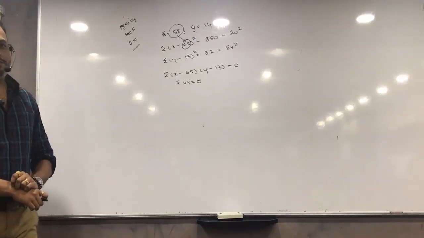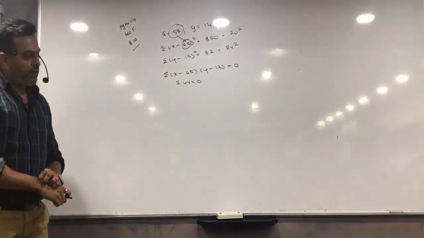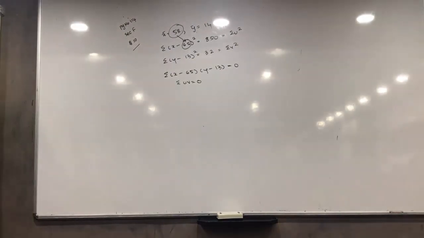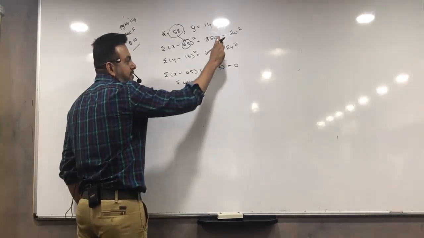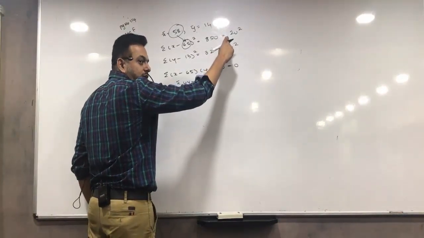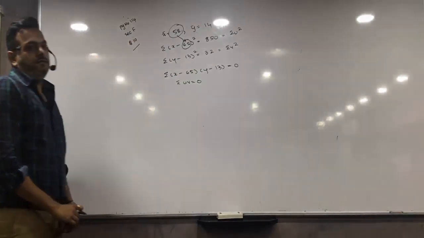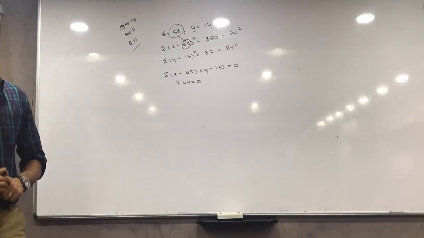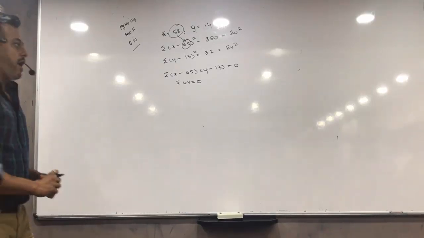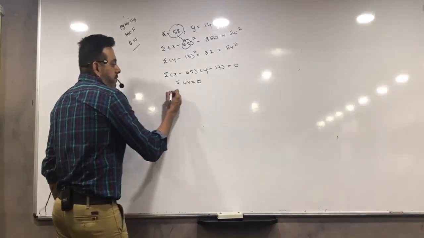Now, but the problem is, in this sum, sigma u into v is 0. So you have sigma uv, you have sigma u square, you have sigma v square. What you don't have? So sigma u and sigma v. So we need to find out. Okay, how we will find that out?